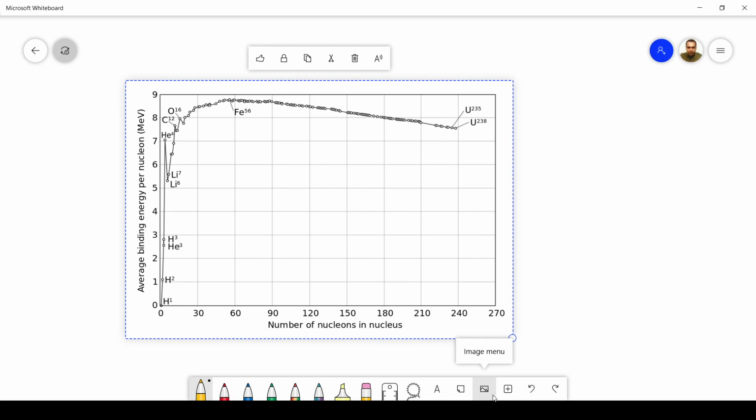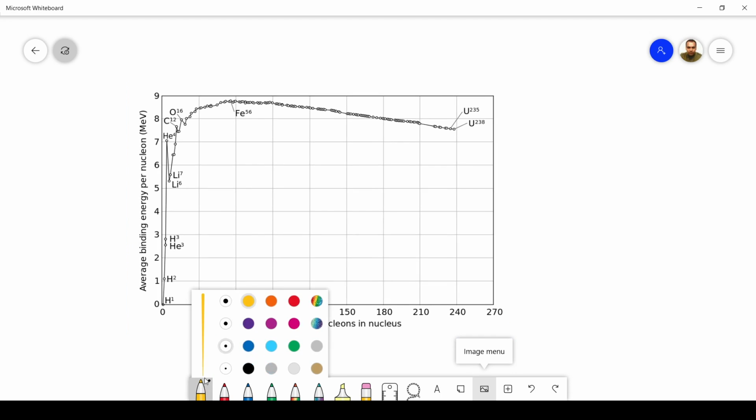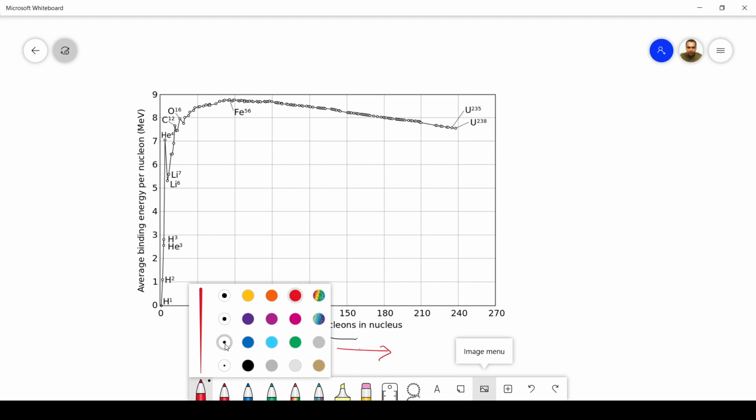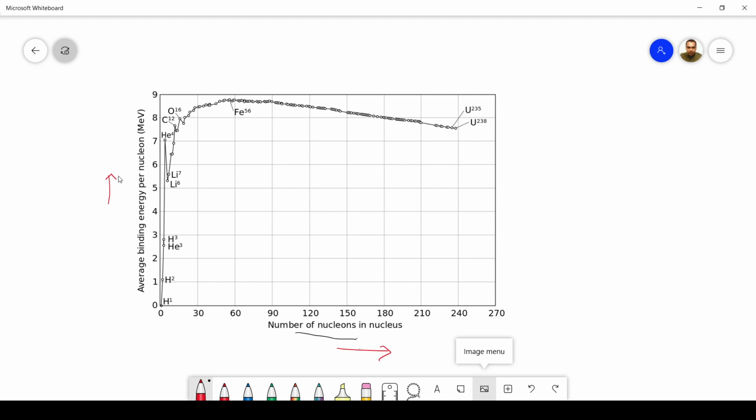In one of our last videos, we learned about the nuclear binding energy concept. So here we will learn how this nuclear binding energy changes with the number of nucleons. The number of nucleons is plotted along the x-axis, and binding energy per nucleon is plotted along the y-axis. This is the plot of binding energy per nucleon, measured in mega electron volt, against the number of nucleons in the nucleus along the x-axis.